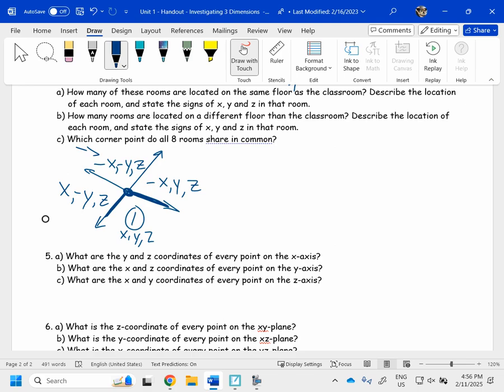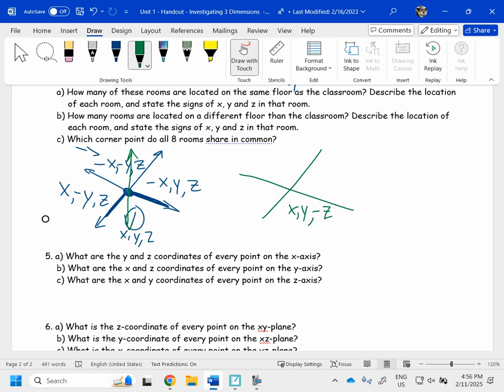Okay. Part B says, how many rooms are located on a different floor? Well, the octants, if you think about the z-axis, here's our z-axis going up. You could also go down on the z-axis. Think about the floor below us. If we did that, we would have, again, 4 rooms. The one directly below us would have x, y, and negative z. It's the same position as us, but it's below us. Being 3-dimensional means we can go down the z.